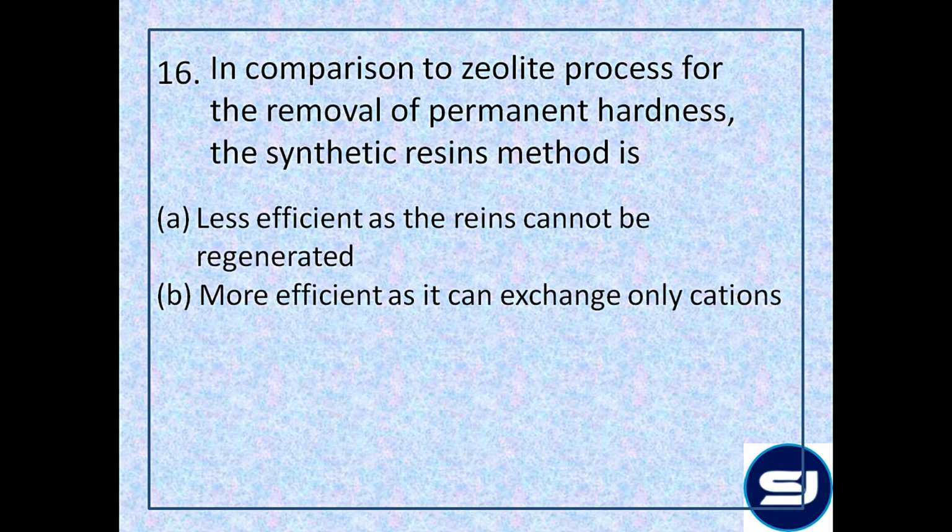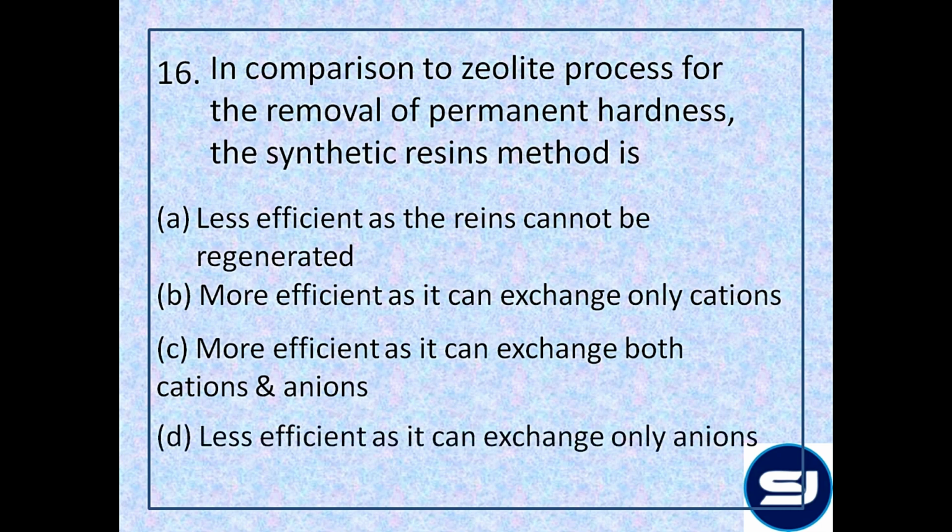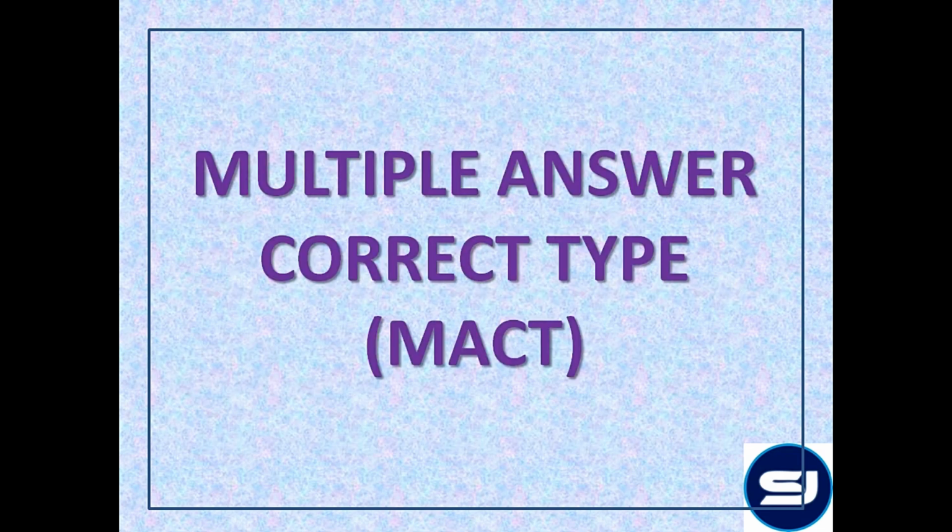More efficient as it can exchange only cations? No. More efficient as it can exchange both cations and anions? Yes, this would be the correct answer. Less efficient as it can exchange only anions? No. Now we move to multiple answer correct type MACT questions.